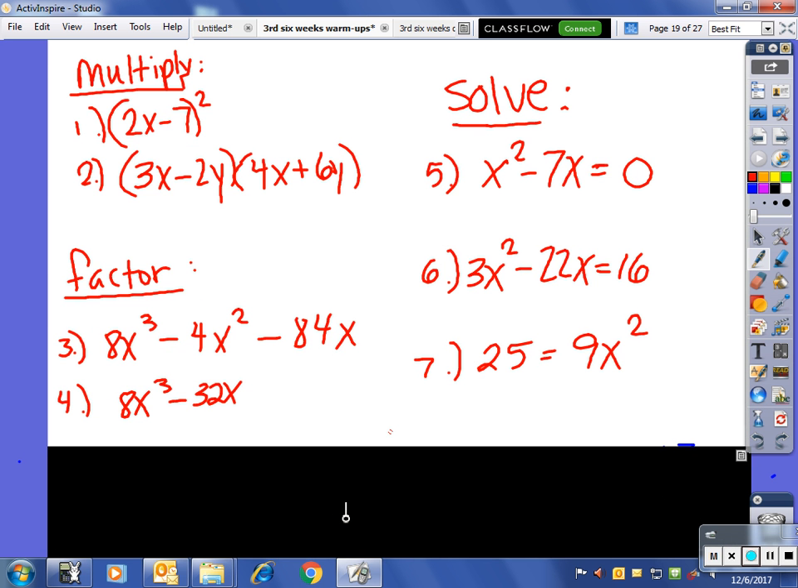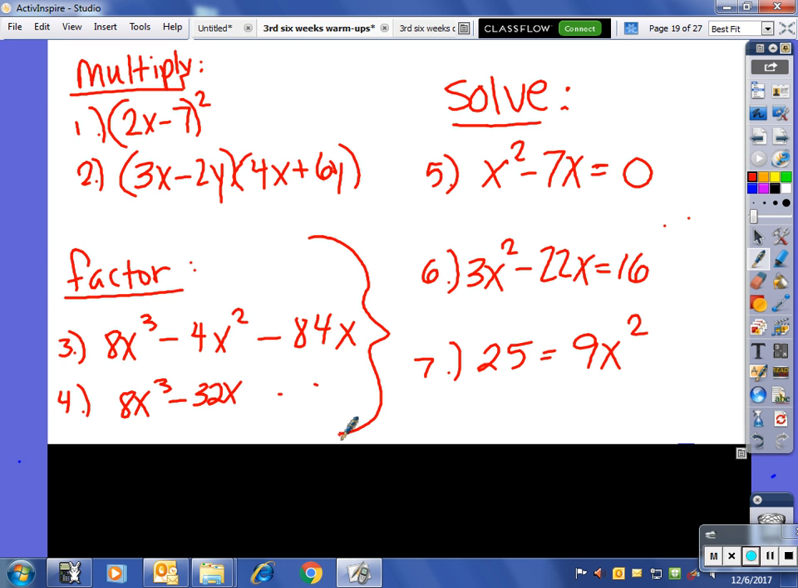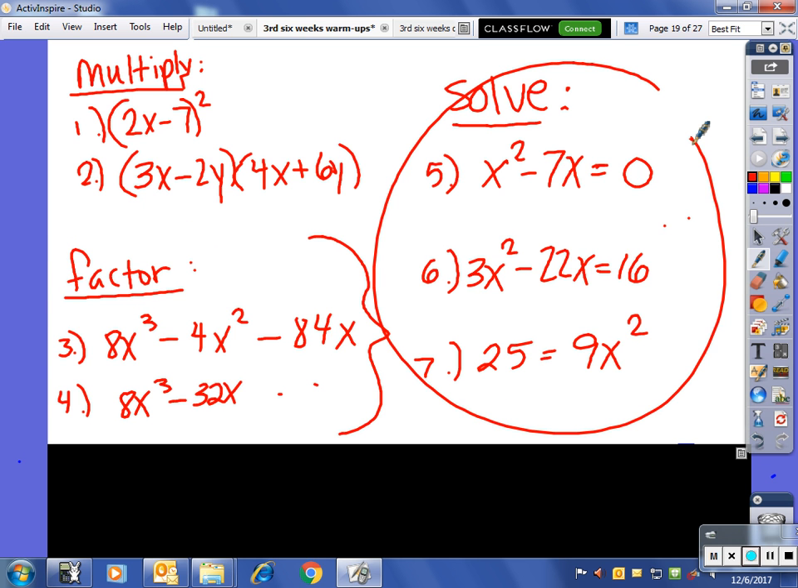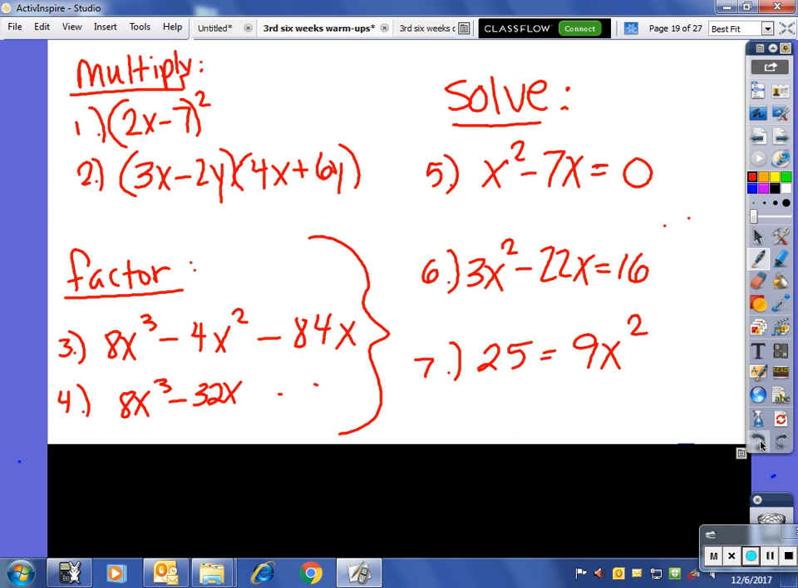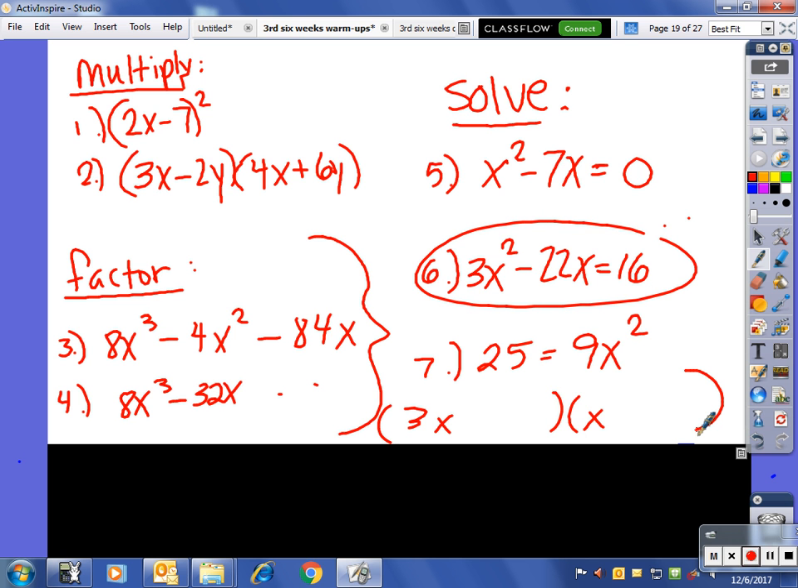The bulk of the test is over factoring and solving. Look at these 2 questions right here. How do you know you're just supposed to factor besides the directions say factor? It doesn't equal anything. You can't solve it even if you wanted to. How do you know you're supposed to solve these? It equals something. What does the factoring look like? Factoring is when you take something like this and you break it apart into two factors, the guessing and checking stuff.